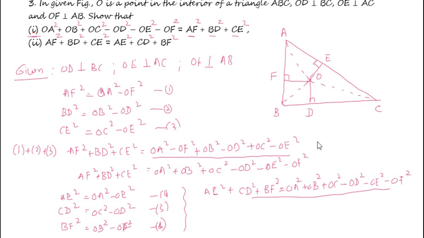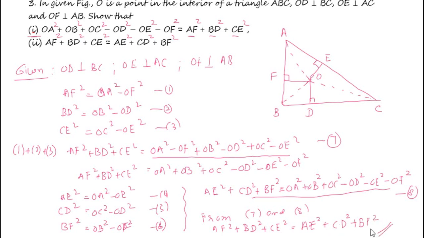If you consider this as 7 and this as 8, from 7 and 8, what we have is AF square plus BD square plus CE square, that is this, equal to the left side of this, AE square plus CD square plus BF square. This is the proof.